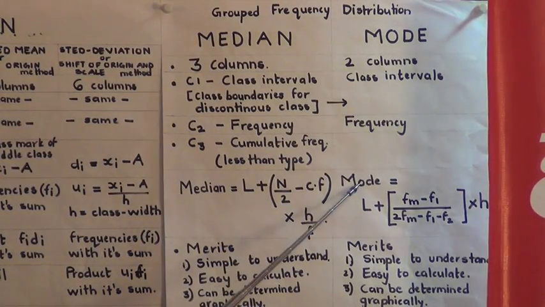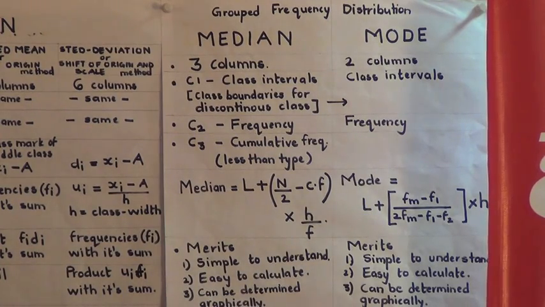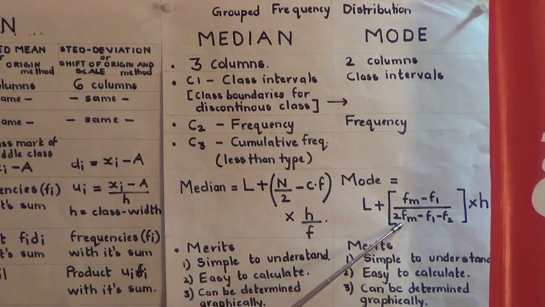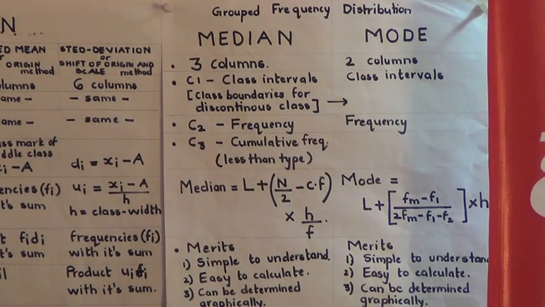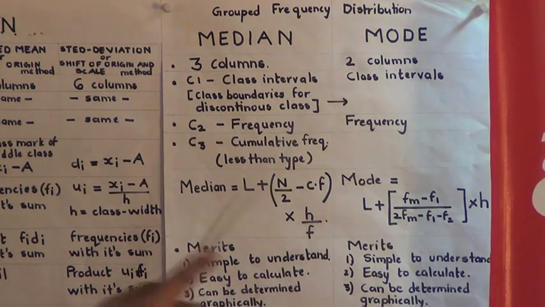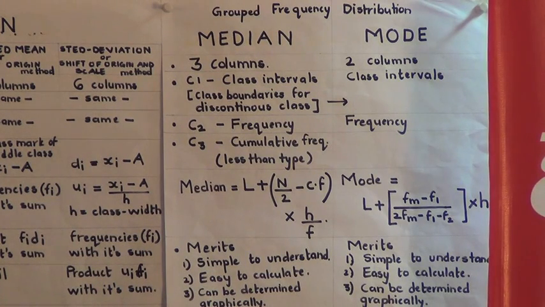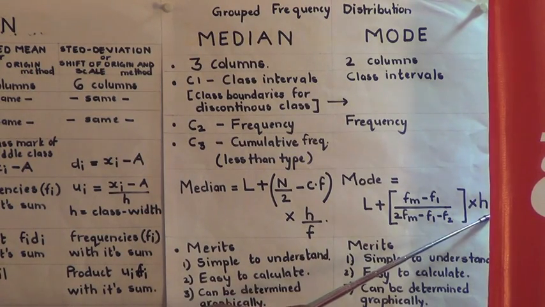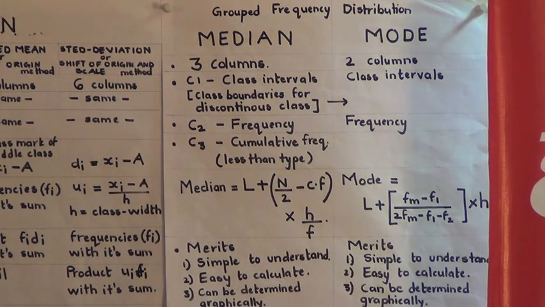And then find the mode by using the formula l plus (f_m minus f_1) upon (2f_m minus f_1 minus f_2) multiplied by h, where l is the lower boundary of the modal class, f_m is the frequency of the modal class, f_1 is the frequency of the pre-modal class, and f_2 is the frequency of the post-modal class. Again, h is the width of the given class.